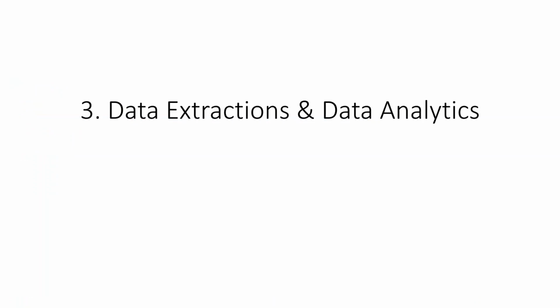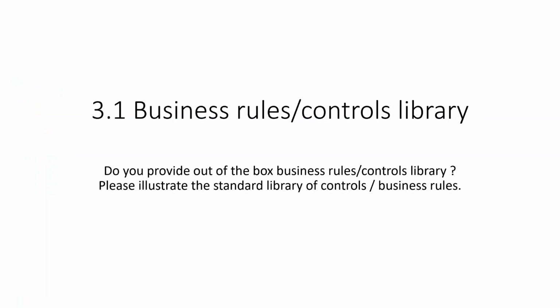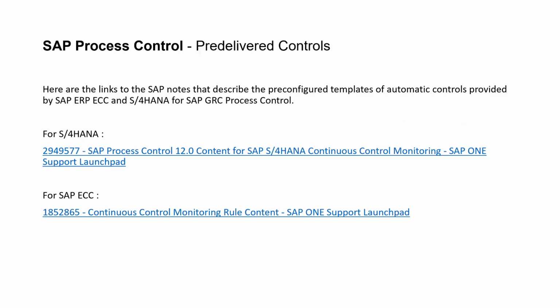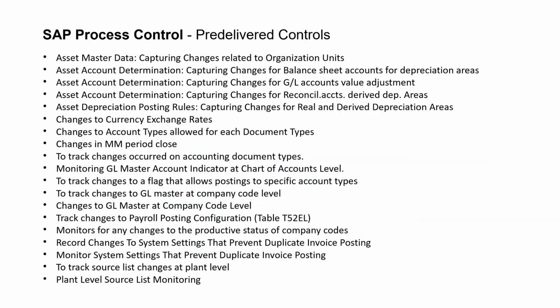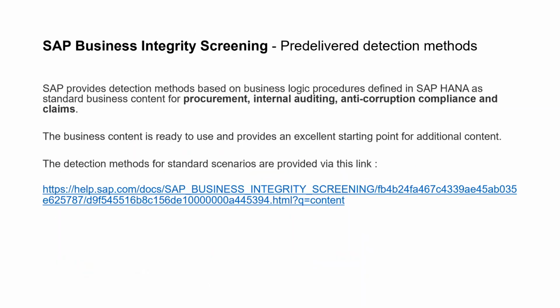Data extraction and data analytics. So, the business rule control library. We provide pre-delivered controls for process control. You have all the links here for S/4HANA and for SAP ERP ECC. You have the list of the pre-delivered controls, screen 1 and 2. Same for business integrity screening. You have pre-delivered detection methods.